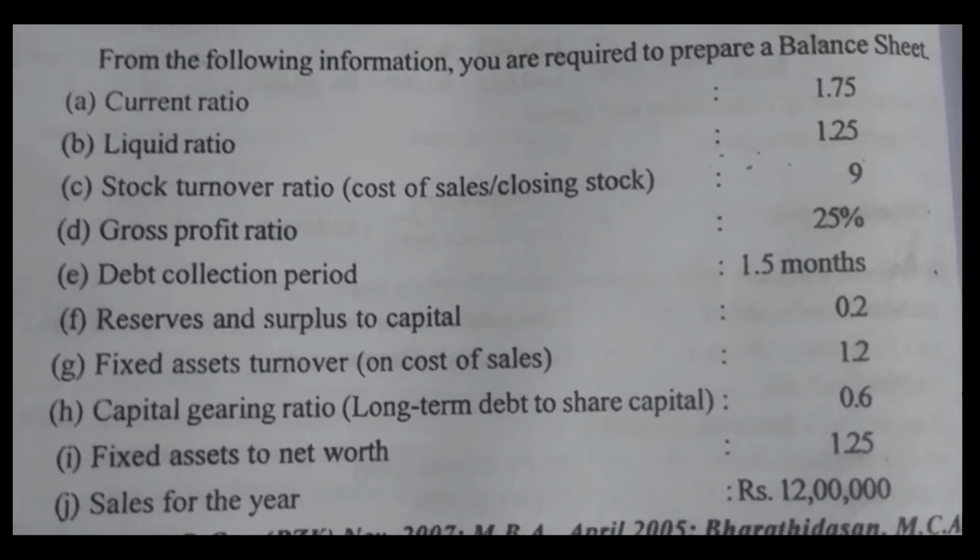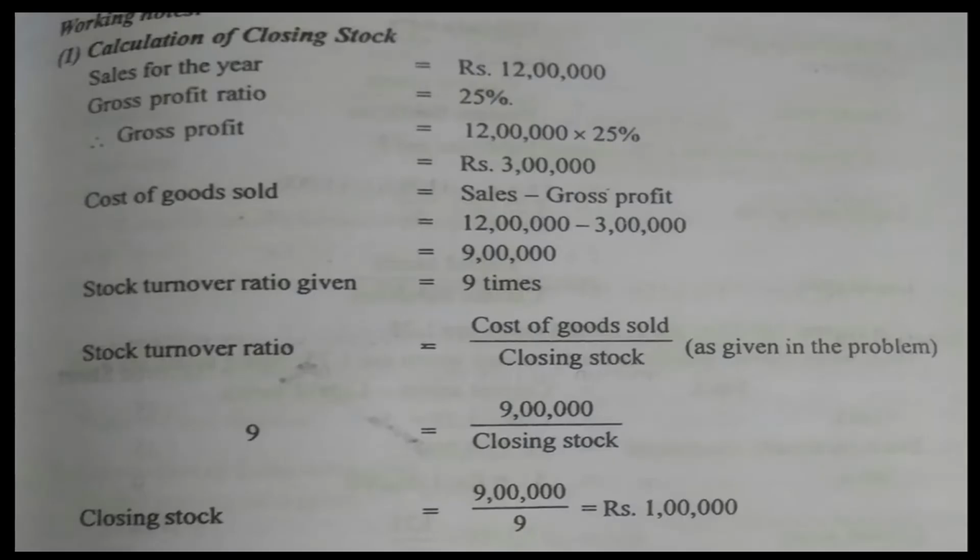The next page. Now, since it is given as stock turnover, and the sales is given here as 12 lakh, we'll start with the sales. When sales is 12 lakh and 25% is gross profit, as given in the sum, therefore 12 lakh into 25% will be 3 lakh. That is your gross profit.